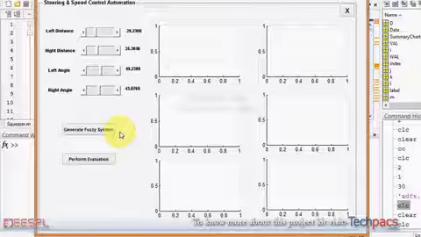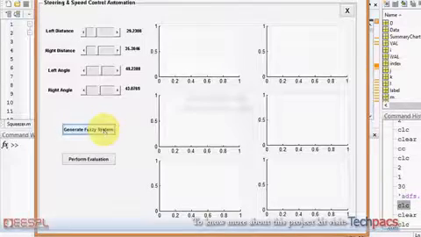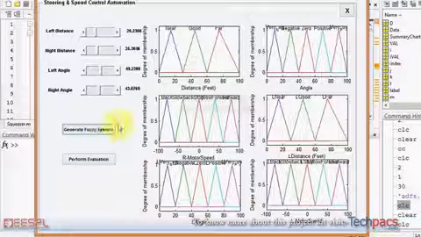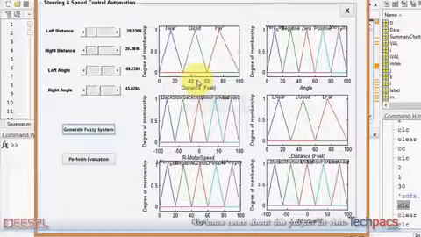After that we have to generate the fuzzy system. Fuzzy is basically a soft computing technique which is used to give the results. So when I click on generate fuzzy system, it will initialize the system: how much the left distance should be, secondly how much the right distance should be, and giving the conditions that this is near, good and far, negative, zero, positive and so on.